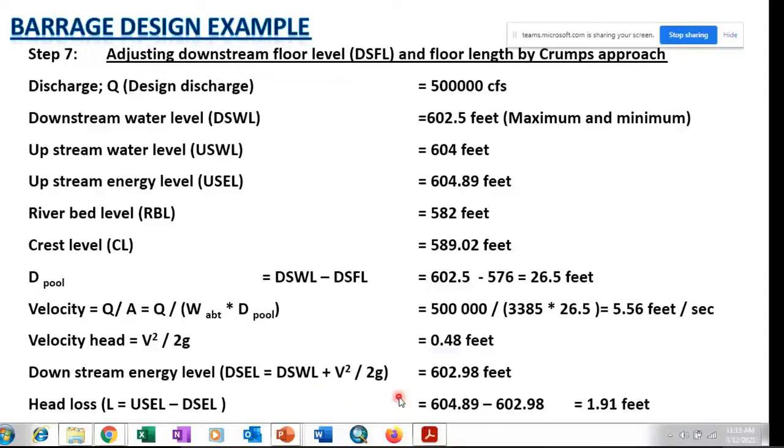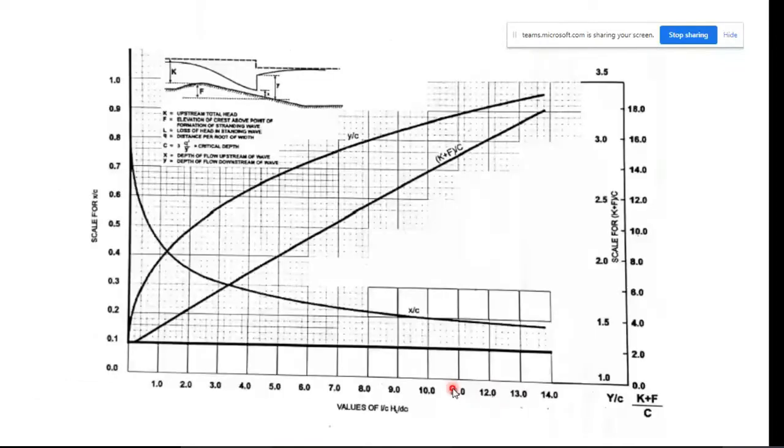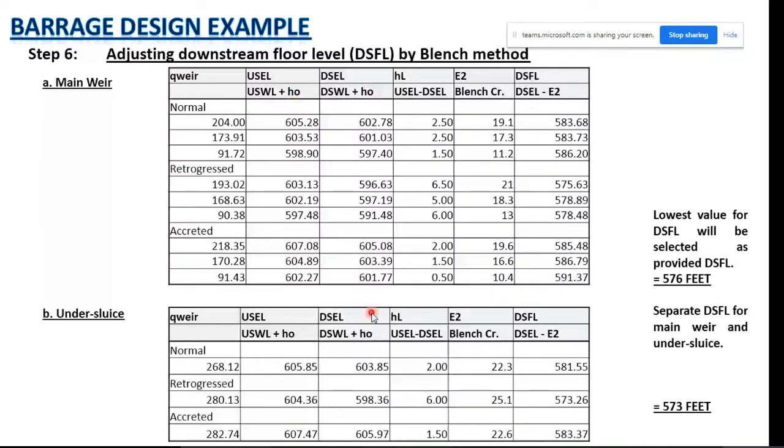And head loss is the difference between upstream and downstream energy levels. The difference here from the last is that previously we were considering the velocity the same on the upstream and downstream sides. But actually now we are refining that assumption.